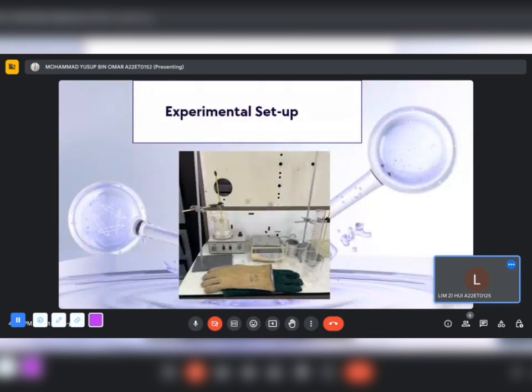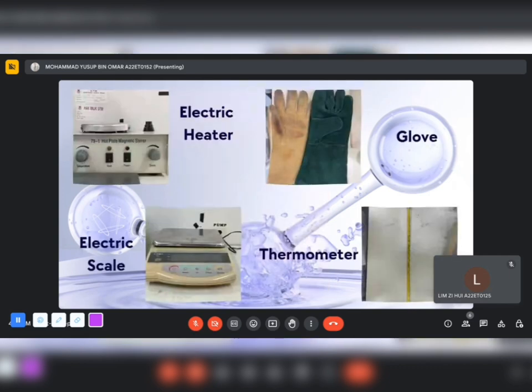I'll pass it to Hafiz to explain the experimental setup. Okay, for this experiment, we have this picture of the apparatus that we use. For the first apparatus, we have an electric heater to heat the tap water to 100 degrees Celsius. Next, we have a glove to move the hot beaker to the cool water. And we have an electric scale for measuring the weight of the tap water. Next, we have a thermometer for measuring temperature.